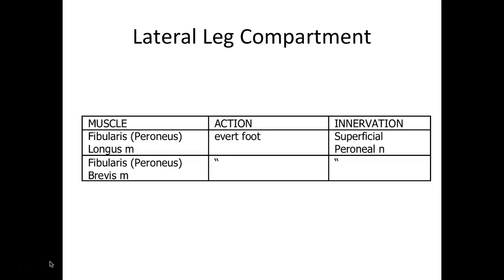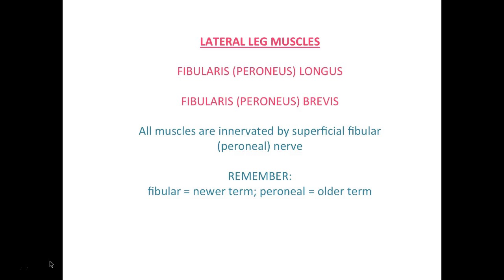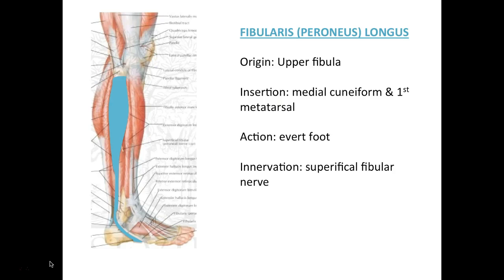Next, we have your lateral leg compartment, and we only have two muscles here. They're both going to evert the foot because the word fibularis is in there, and then they're going to be innervated by the superficial peroneal or superficial fibular nerve. So let's move into your fibularis longus muscle. This is originating from your upper fibula, and it's really interesting because what this muscle does is it wraps its tendon underneath the foot to go over to the medial side and insert itself onto the medial cuneiform and first metatarsal. Its action is evert the foot, and innervation is superficial fibular nerve.